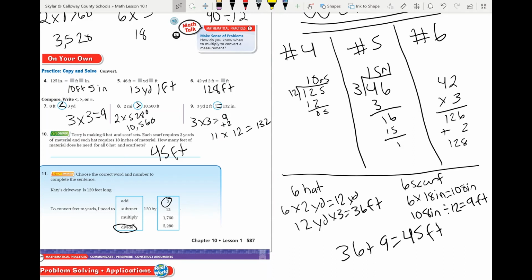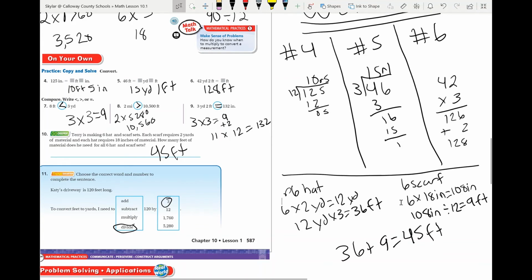So, we know that each hat, as you can see over here on this little bottom part, you've got 2 yards for each hat. So since we had 6 of them, I went ahead and multiplied that by 6. So it's 12 yards in total we'll need just for the hats. And then I converted those yards to feet. Yards are bigger than feet, so we multiply, and there's 3 feet in a yard, so we multiply by 3.